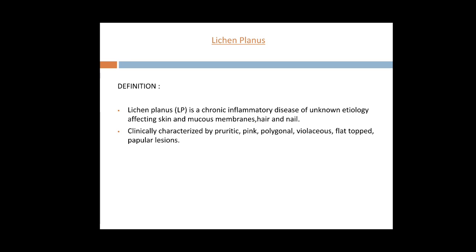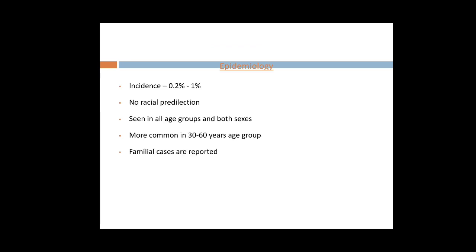Now, what is lichen planus? Lichen planus is a chronic inflammatory disease of unknown etiology, which is affecting skin, mucous membrane, hair, and nail. This is usually characterized by the 6 P's, which is pruritic, purple, polygonal, flat-topped papules and plaques. The incidence is around 0.2 to 1%, and there is no racial discrimination. The most common age group affected is 30 to 60 years, but it can affect all the age groups and both the sexes.